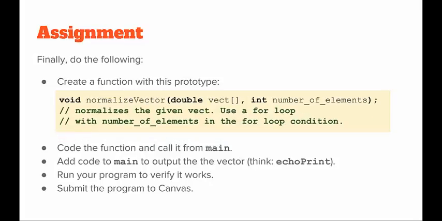Finally, do the following. Create a function with this prototype. Notice here we're going to create a function to normalize a vector. Code the function and call it from main. Add code to main to output the vector. If you think about it, we already have a function to do that. And run your program to verify it works. Finally, when everything is complete, submit the program to Canvas.